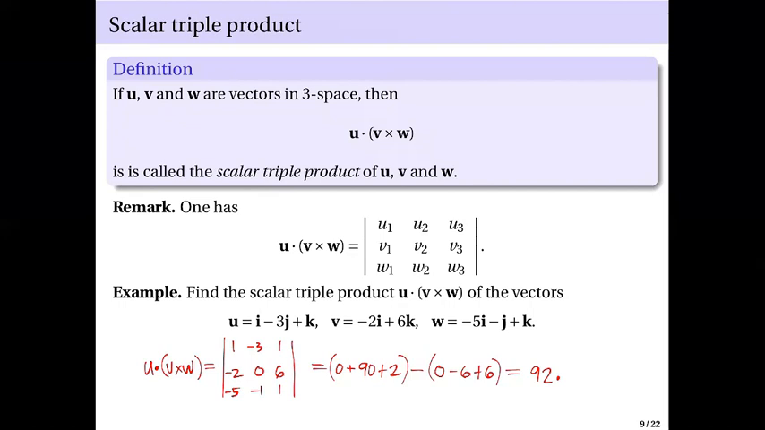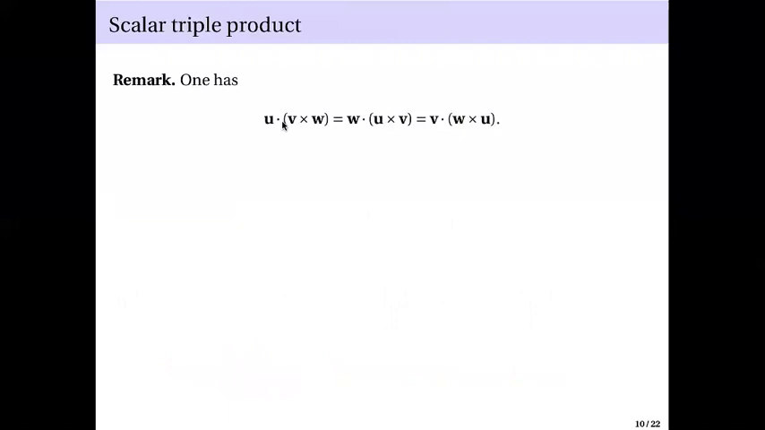Now, for this scalar triple product, we have the following nice property. So you have u dot v cross w. This was the definition that we have. This can also be calculated as w dot u cross v. And this is also equal to v dot w cross u.